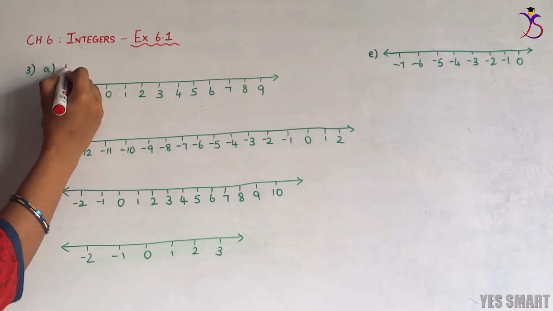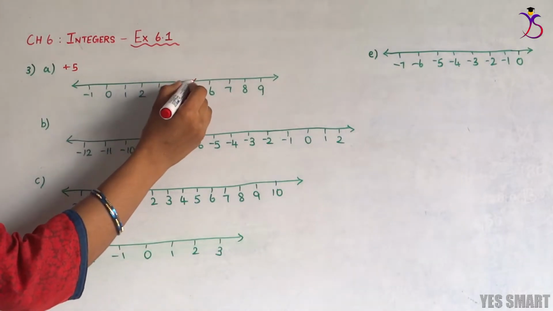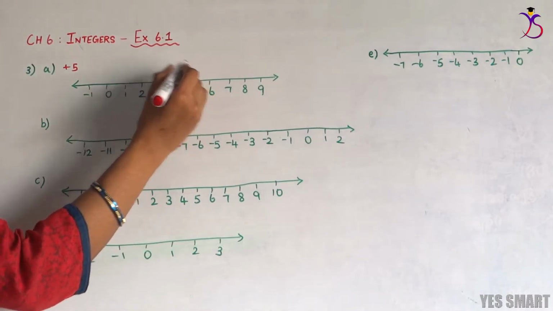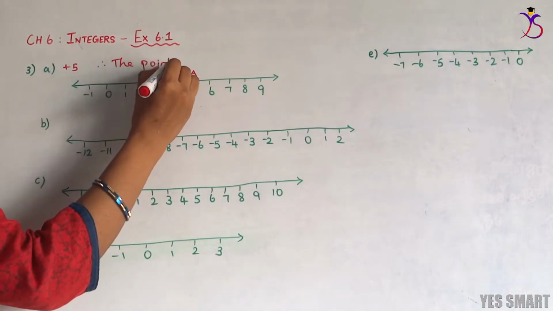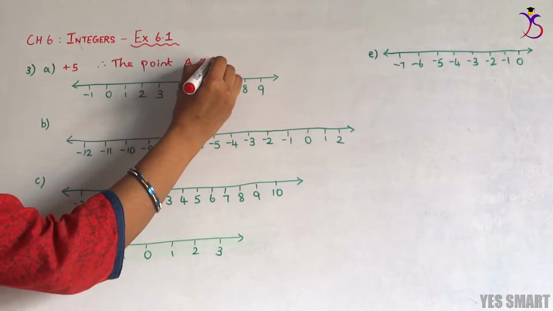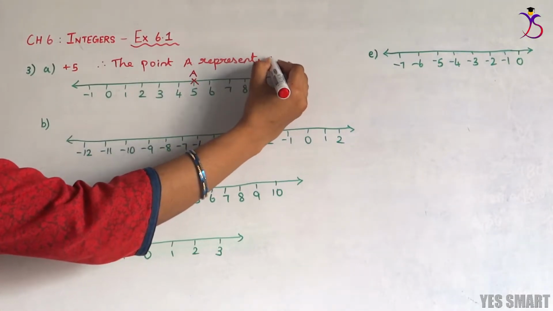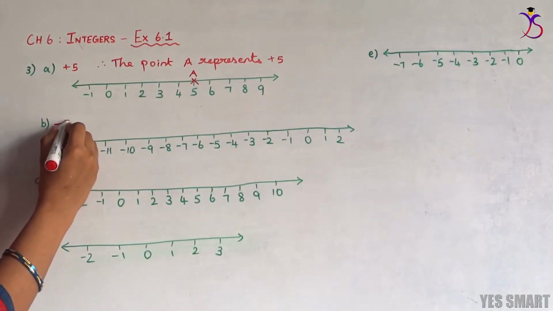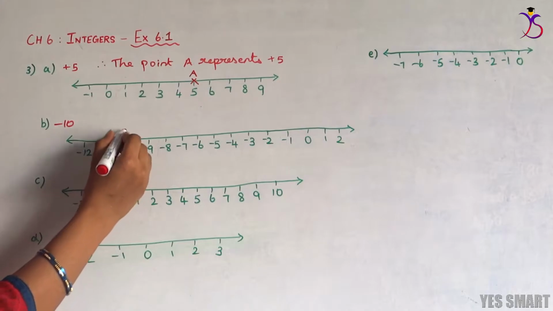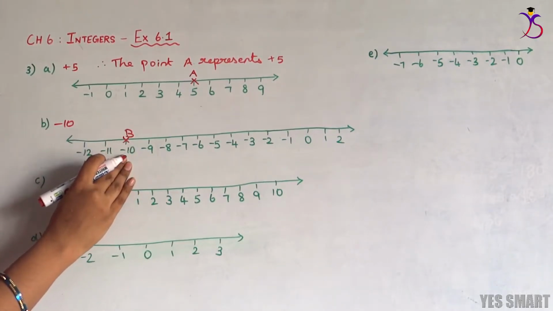Subdivision A is plus 5. I have to mark where plus 5 is on the number line. So the plus 5 is here. I am just marking it and naming it as A. Therefore, the point A represents plus 5. We are supposed to write an inference like this. B sum, minus 10. Minus 10 is here. I am just marking it and naming it point B. Therefore, the point B represents minus 10.